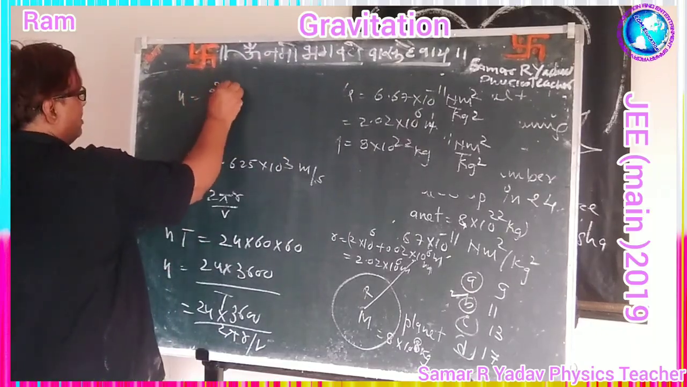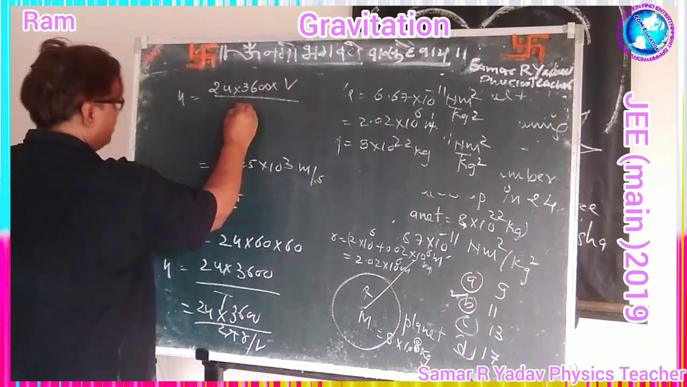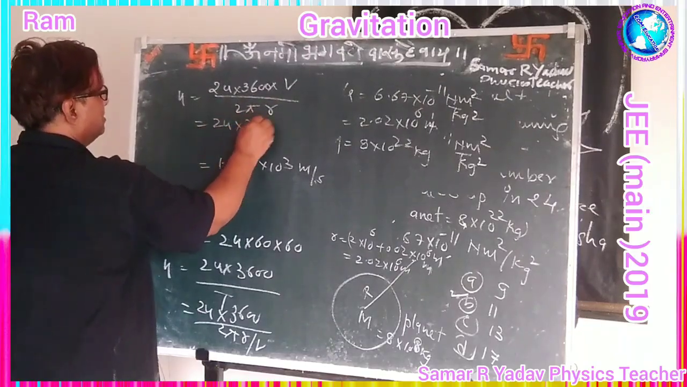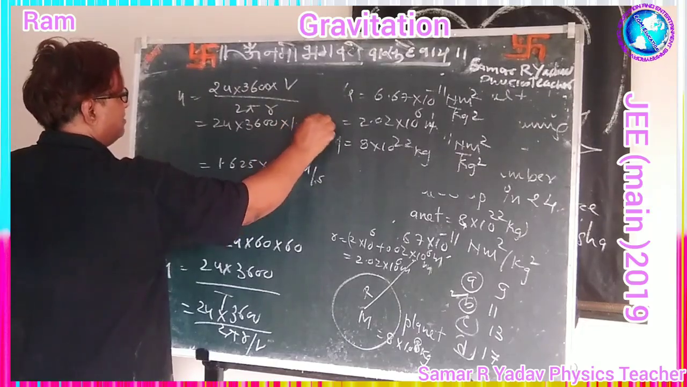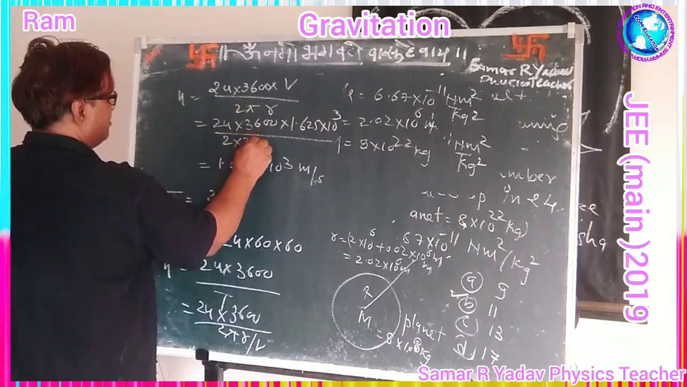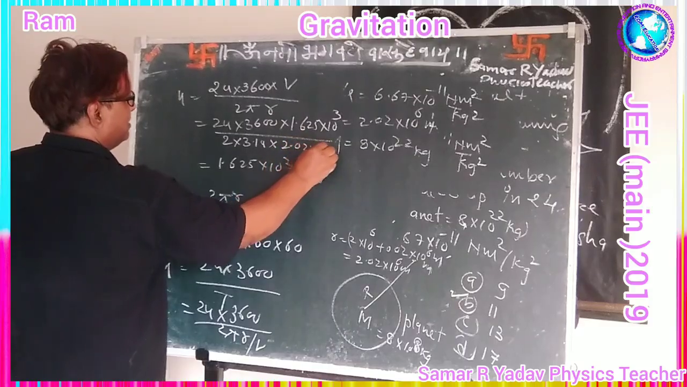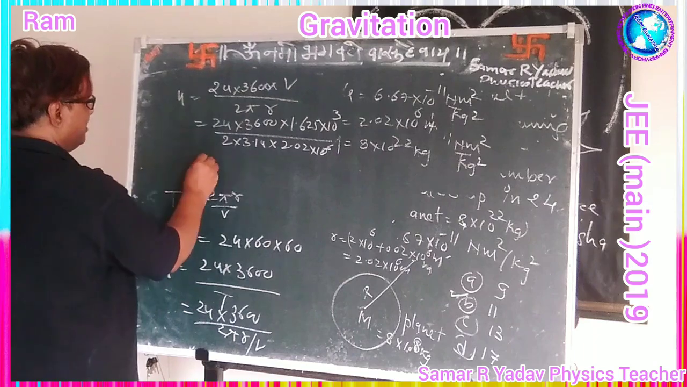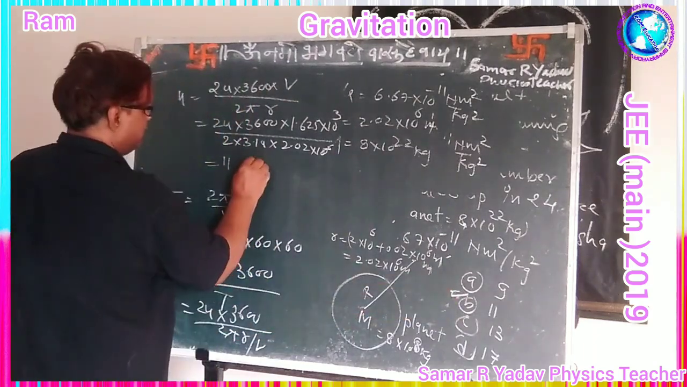Therefore n is equal to 24 into 3600 into V divided by 2 pi R, which is 24 into 3600 into 1.625 into 10 to the power 3 divided by 2 into 3.14 into 2.02 into 10 to the power 6. Simplifying it, we get 11. So the correct option for this multiple choice question is B.